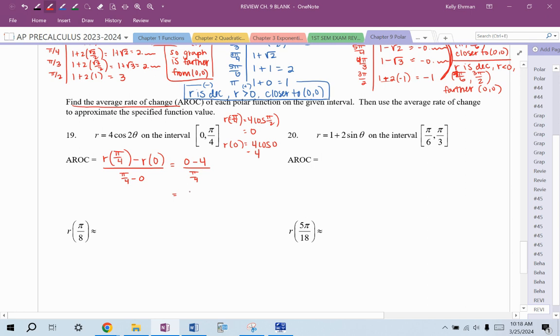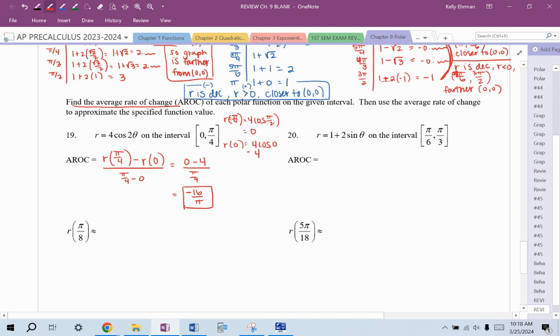Negative 4 over pi over 4 is negative 16 over pi. So there's the average rate of change. It doesn't ask me to interpret, but I would say on average, R is decreasing by 16 over pi units per radian.